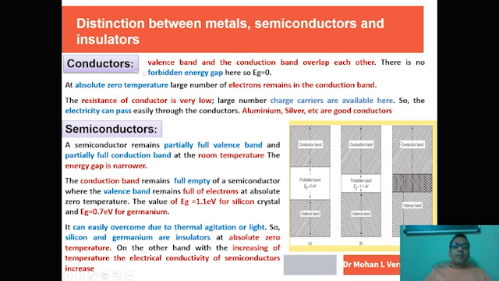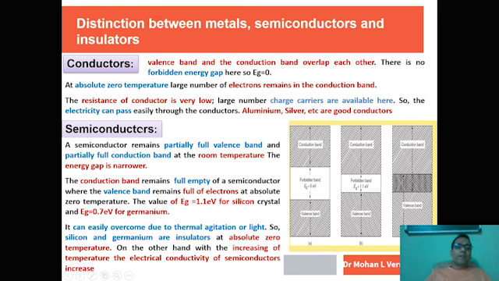Now conductors. In the case of conductors, valence and conduction bands overlap each other. This is the band plot of metals. Here the conduction and valence bands overlap, and there is no forbidden energy gap. This is the notation for the forbidden energy gap; it is 0. At absolute 0 temperature, large numbers of electrons remain in the conduction band. This is the property of the conductor. The resistance of a conductor is very low. Large numbers of charge carriers are available here, so electricity can pass easily through conductors, and examples are aluminium and silver. These are good conductors.